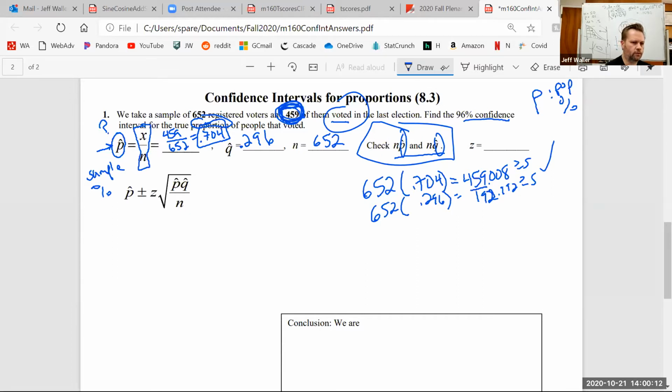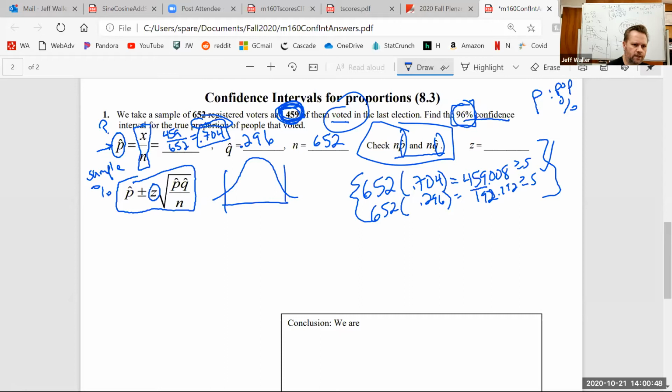All right. So what do we know for this formula? We definitely have the p and the q and the n. So the only thing I don't know at the moment is z. How do I figure out what the z is going to be? Use the z-score chart. Why am I allowed to use the z-score chart? Because these checked out. If these didn't check out, I couldn't do this problem. So now I say 96% confident, right? So I want to be 96% confident.